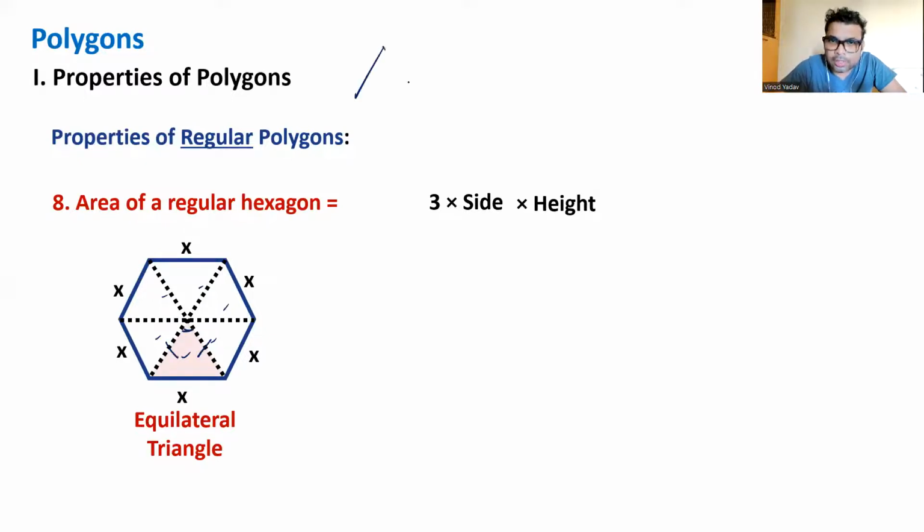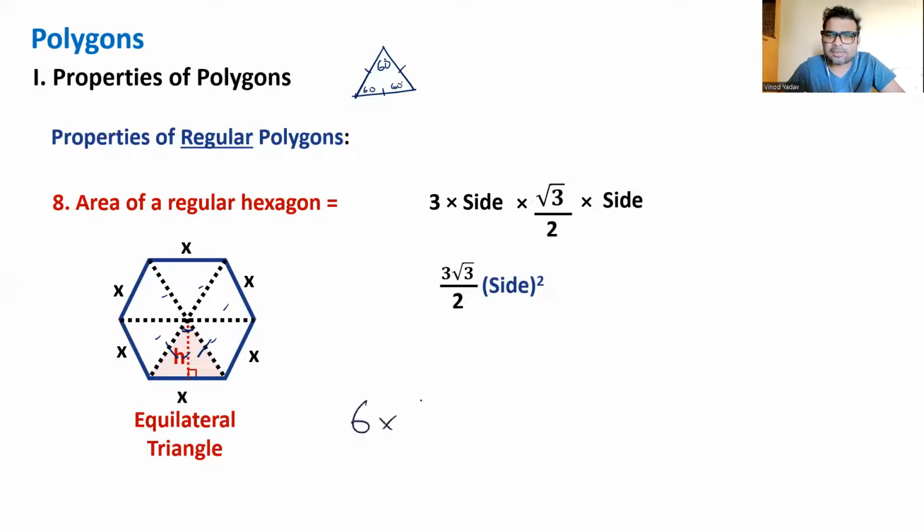Whenever in an isosceles triangle, friends, one angle is 60, automatically all 3 angles will become 60. So all 3 sides will become equal, and it will get converted to an equilateral triangle, isn't it? The height of the equilateral triangle we know very well, friends: root 3 by 2 into side. So ultimately 3 root 3 by 2 into side squared, or simply said, 6 times the area of one equilateral triangle. That is also enough, friends. That is the area of a regular hexagon. Understood? Okay.